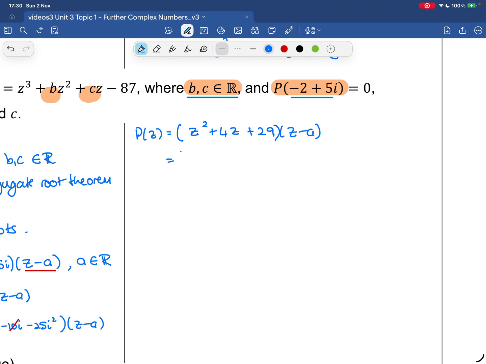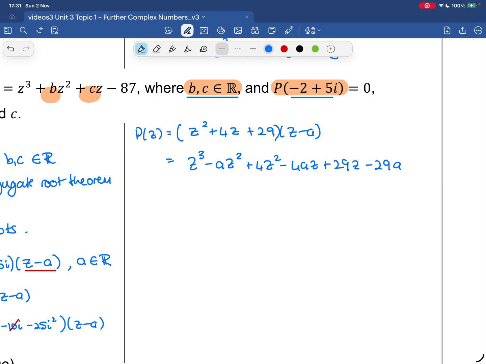Then I'm going to expand that, so I get that z cubed minus az squared plus 4z squared minus 4az plus 29z minus 29a.